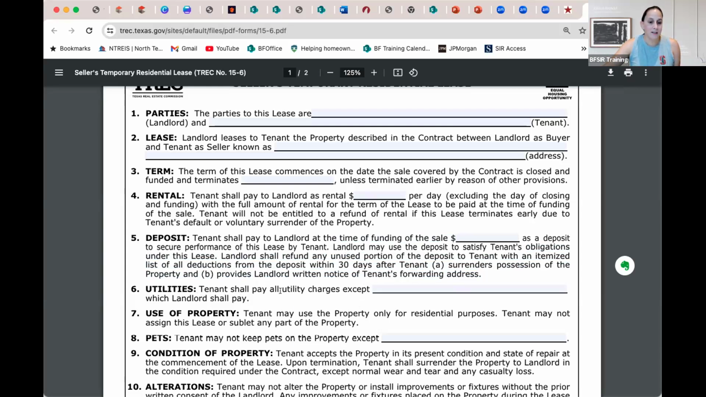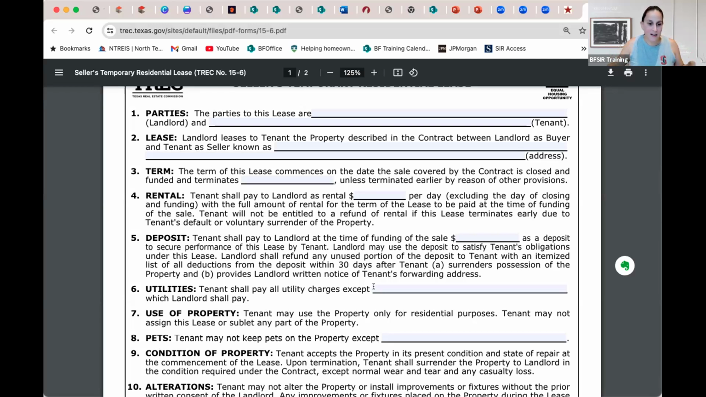Okay, so utilities. Tenant shall pay all utility charges except blank, which basically means the buyer is turning off the utilities as of the date of closing. No, the seller is turning off the utilities. No, sorry, I'm getting confused. This is why this is confusing. So the seller tenant leaves the utilities in place.